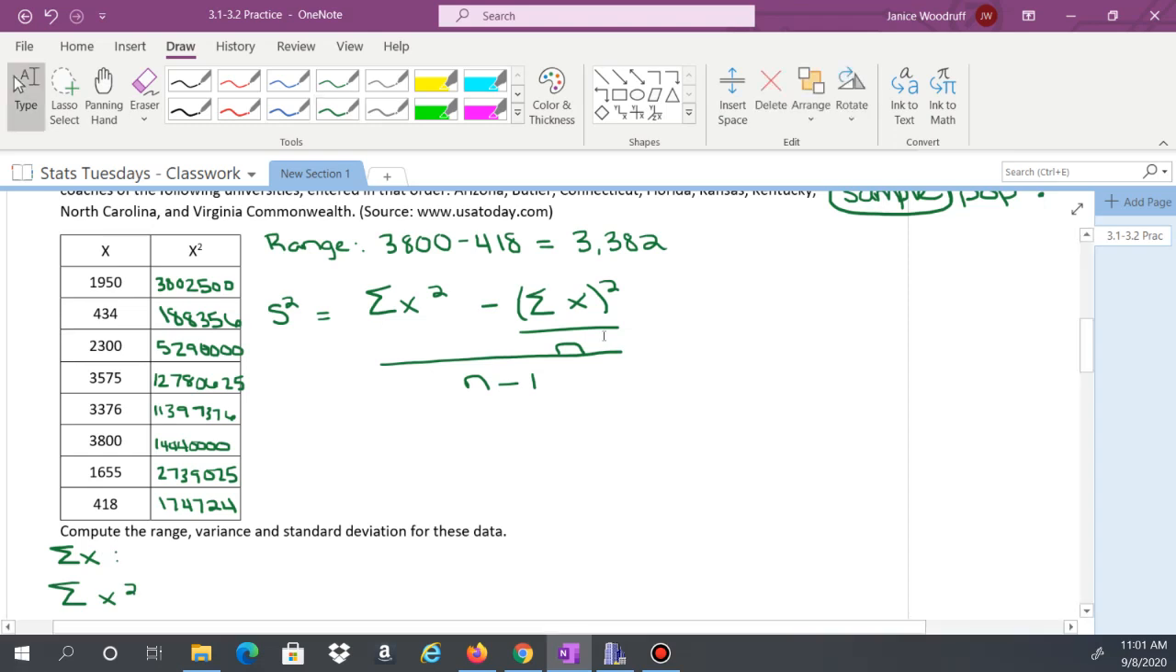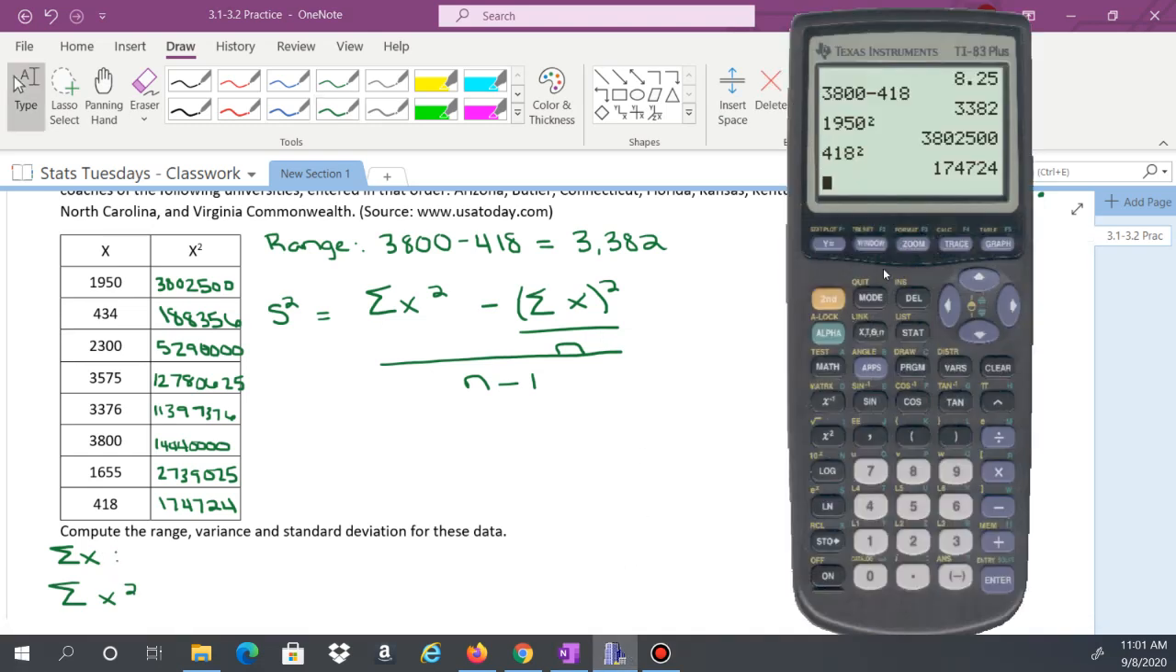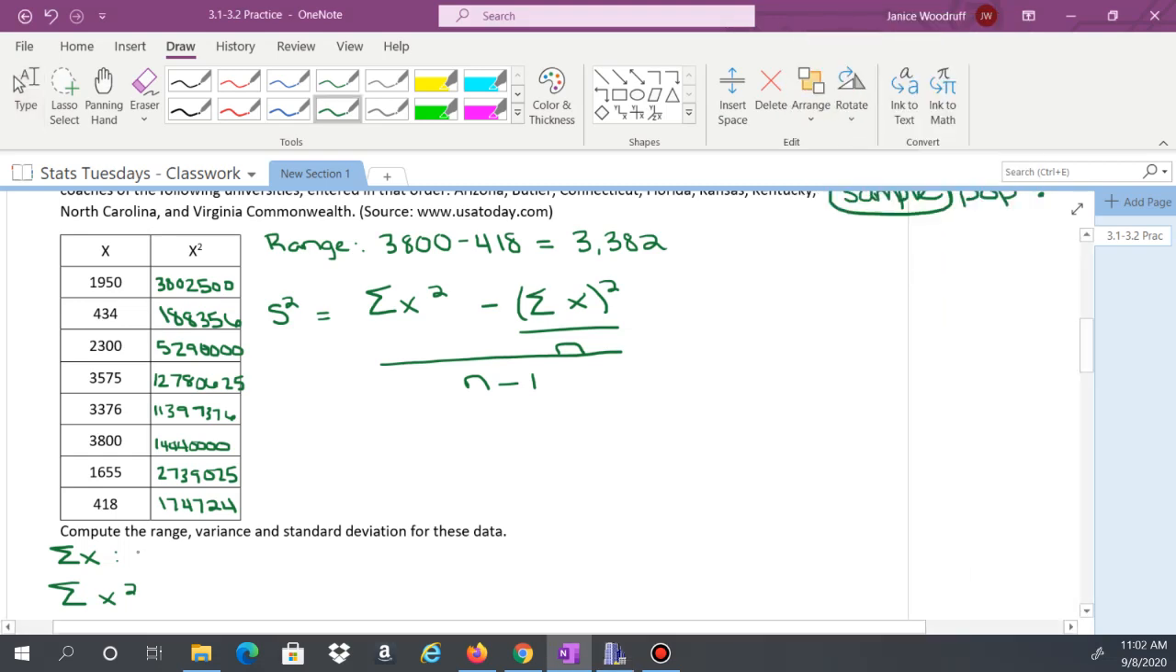Okay, so first I'm going to add the x column. So the first column here, so 1950 plus 434. Okay, and let's make sure we put it all in right. So if someone could double check, 17,508. Yes? Good.